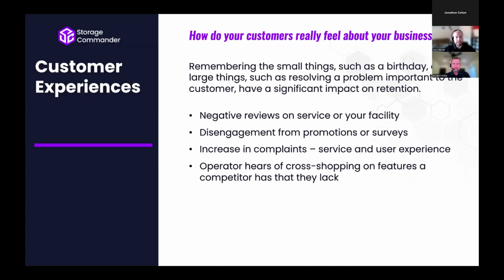If you notice disengagement from promotions or surveys, when customers stop participating, it's often because they've emotionally checked out. It could mean they don't see the value in your communication or they are already exploring other options. And then you can use this as a cue to personalize your outreach.